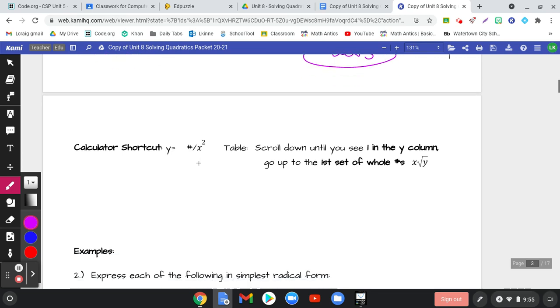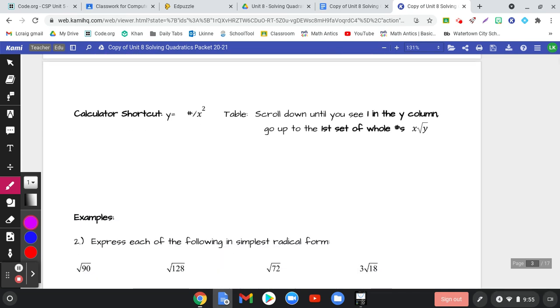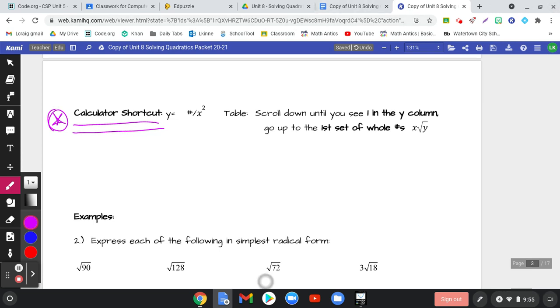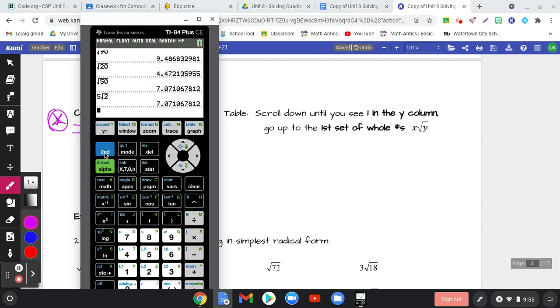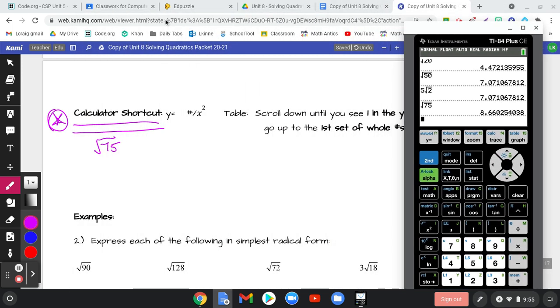So I'm going to show you a calculator shortcut for this. And I would definitely keep this handy, so if you are working on some practice or a quiz, you can use these steps so you don't have to memorize them. So basically, let's say I give you 75, the square root of 75. If you type that into your calculator, second x squared 75, it's not a perfect square. It's irrational, so I need to simplify it.